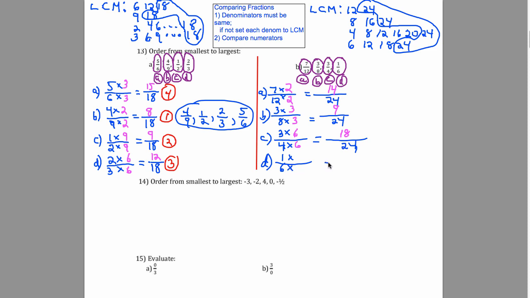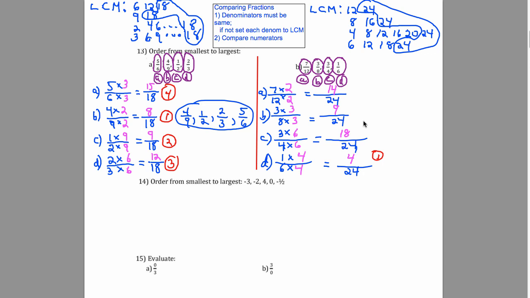So in this case, we need to multiply the 6 by 4 to get 24. So we'll multiply the 1 by 4 as well, and we'll have an equivalent fraction of 4/24ths. Now let's order these in the proper sequence from smallest to largest. We see that the smallest fraction is D, because it's only 4/24ths.